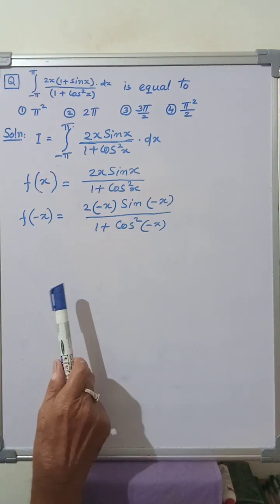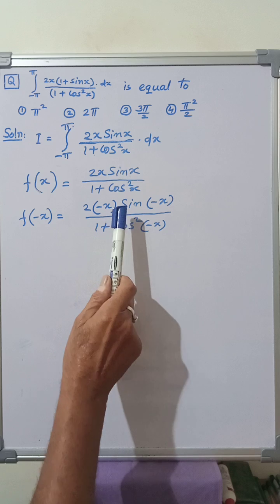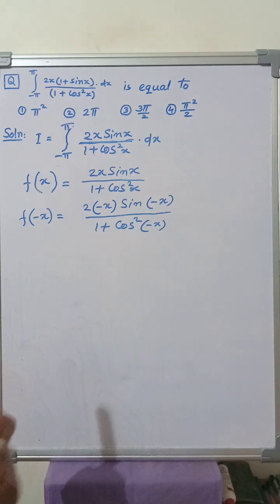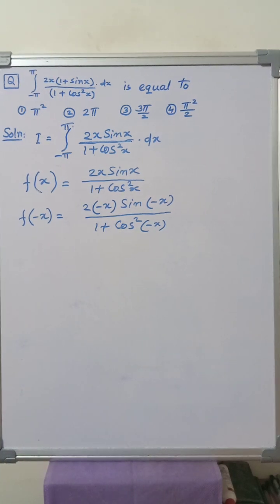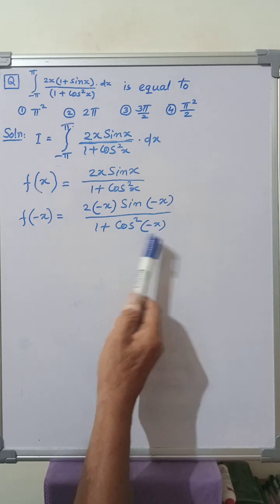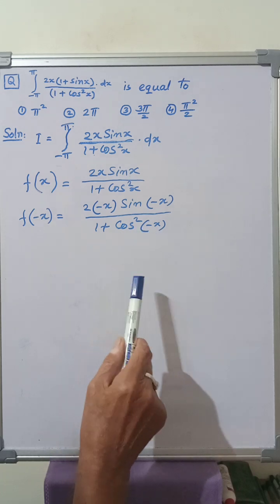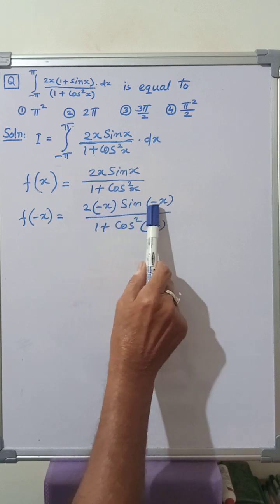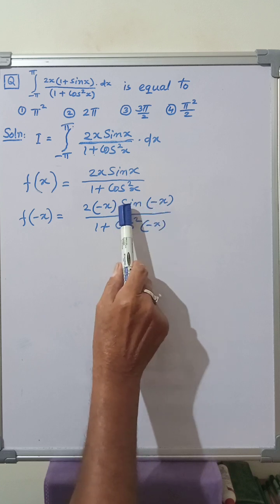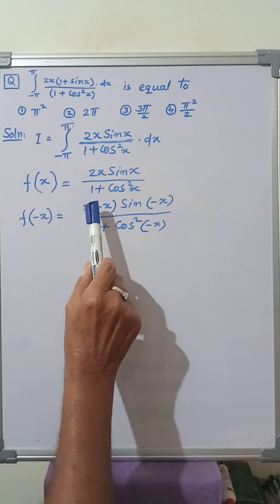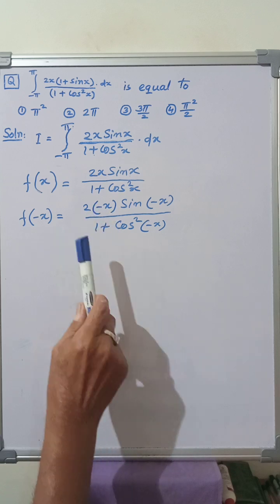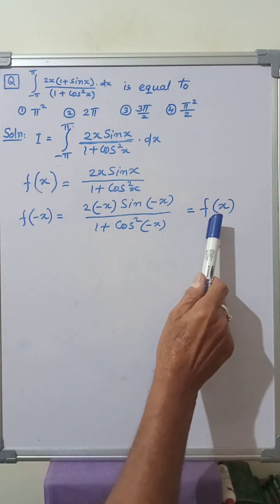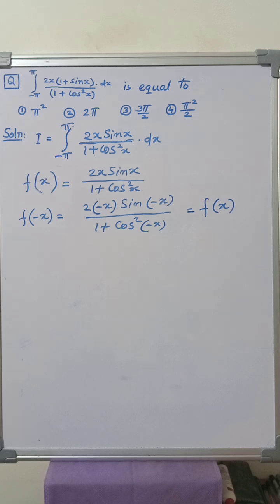Therefore f of minus x is equal to 2 into minus x into sin of minus x divided by 1 plus cos square minus x. Now in the denominator, cos square minus x is equal to cos square x only, therefore the negative sign is absorbed into cos. And in the numerator, because there are two negatives, minus of sin of minus x is equal to minus sin x, and with the other negative sign, it becomes positive. Therefore we get f of minus x is equal to fx.